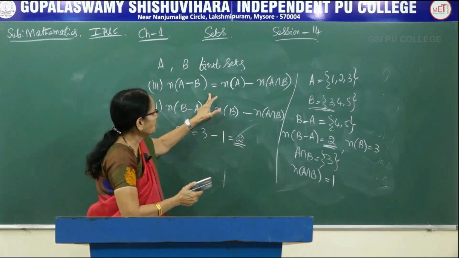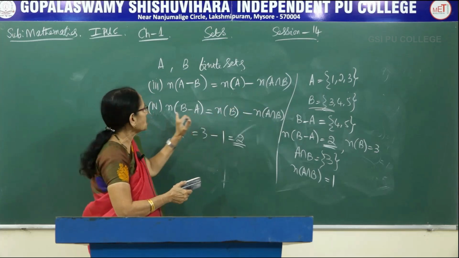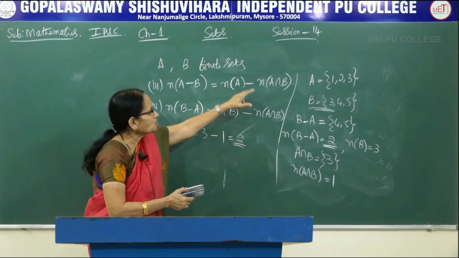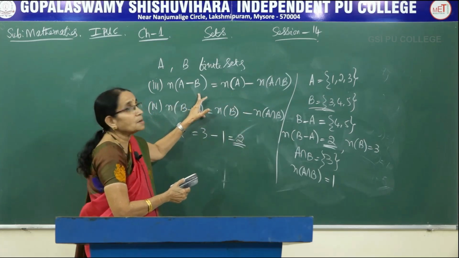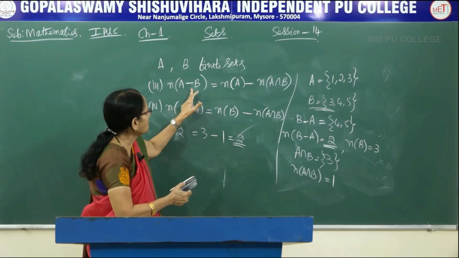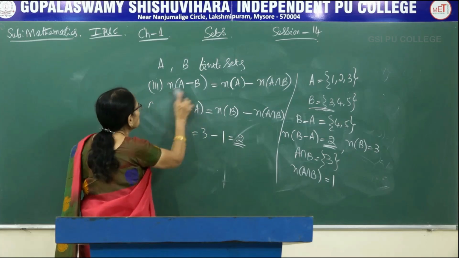Therefore, for N of A minus B, first write the first set, then write the intersection elements. For B minus A, write B first and then write the intersection elements. So these two would be the same in form, but the order is important. A minus B is different from B minus A. If A minus B is there, you take A. If B minus A is there, you take B. That is the rule here.